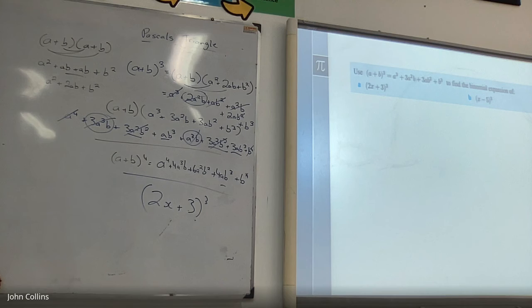I think your x squared term is wrong. Yes, 3 times a squared over 3 times 12. This was 12. Your second term is wrong. The others are right, just check your second.